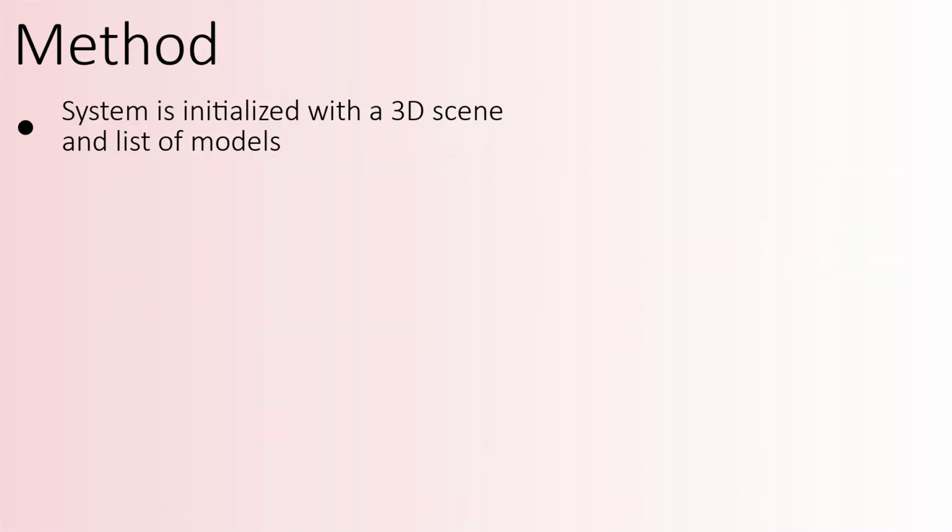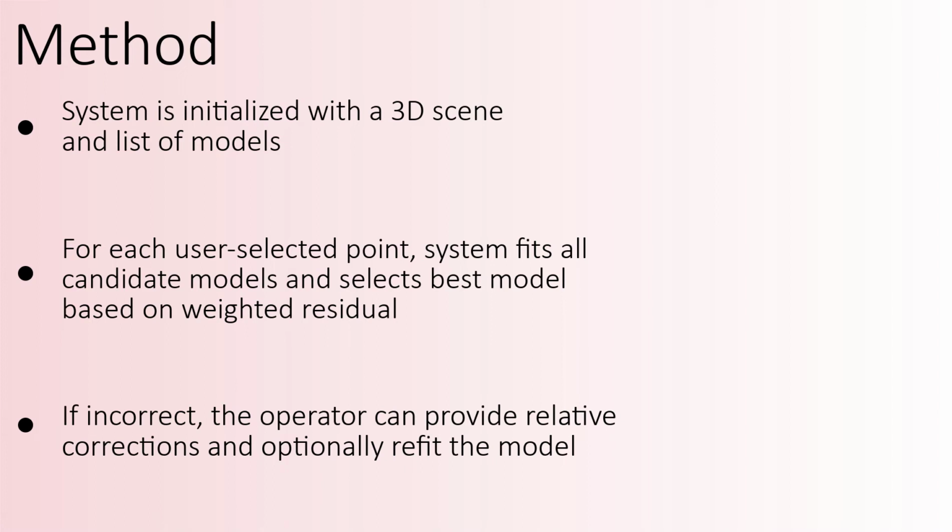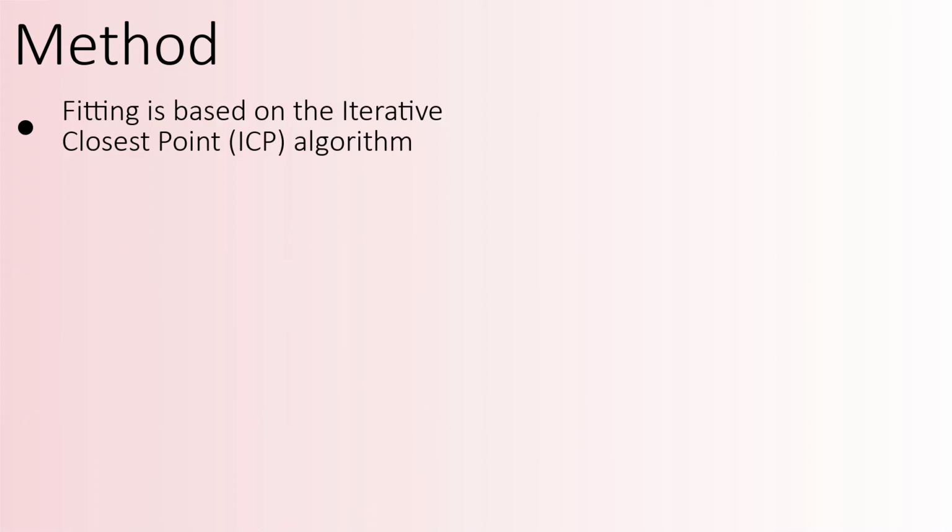Our method takes a 3D point cloud and a list of models as input. After a user selects a point, the system fits each candidate model and selects the best model based on a weighted residual from the fitting. If the model is incorrect, the user can cycle based on a sorted likelihood. If the pose or articulation is incorrect, the operator can provide relative corrections, after which the system can optionally refit the model. Our fitting extends the iterative closest point algorithm to enable the fitting of articulated models.